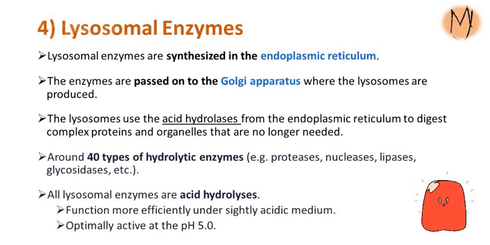These are synthesized in the endoplasmic reticulum and passed on to the Golgi apparatus where the lysosomes are produced. The lysosomes use the acid hydrolases from the endoplasmic reticulum to digest complex proteins and organelles that are no longer needed. Around 40 types of hydrolytic enzymes have been found so far, such as proteases, nucleases, lipases, glycosidases, and so on. All lysosomal enzymes are acid hydrolases that function more efficiently under a slightly acidic medium. These are optimally active at pH 5.0.